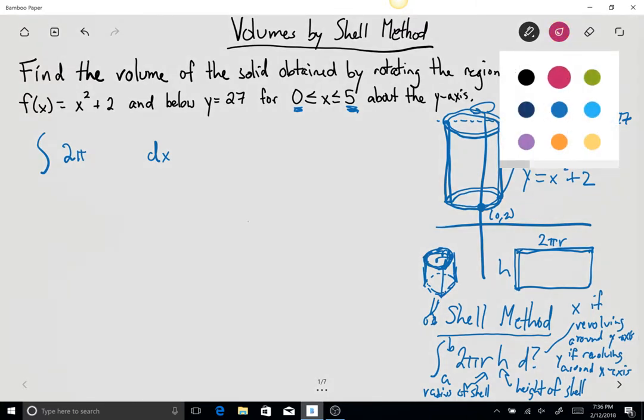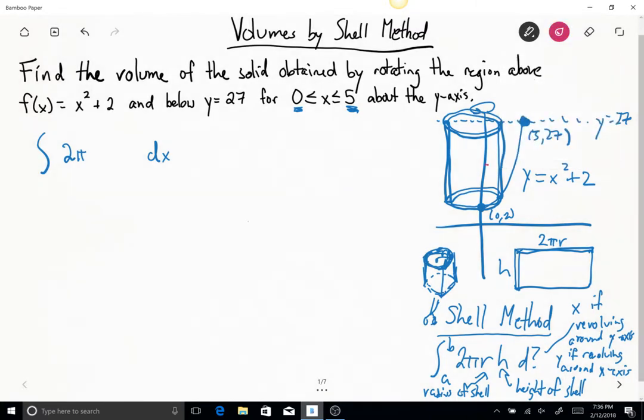With that in mind, we need the radius of the circle. Now I know that isn't drawn perfectly centered, but the radius would be the distance from here to here. Well, what is that distance? That distance is just x. So that's 2 pi x. That's dealing with the radius.